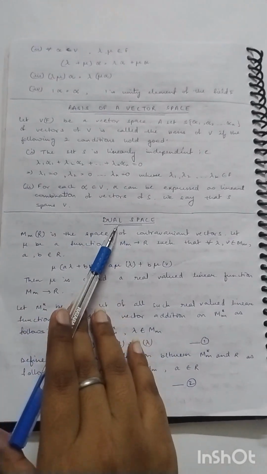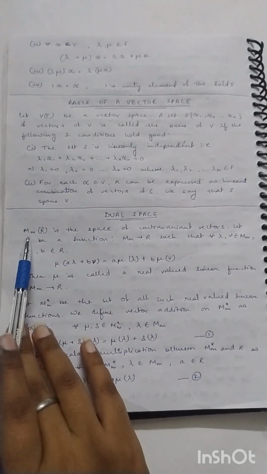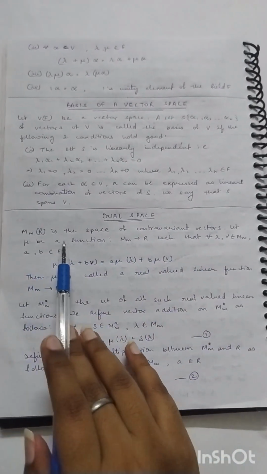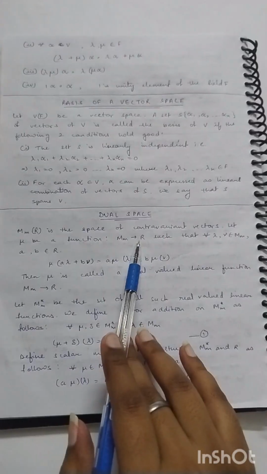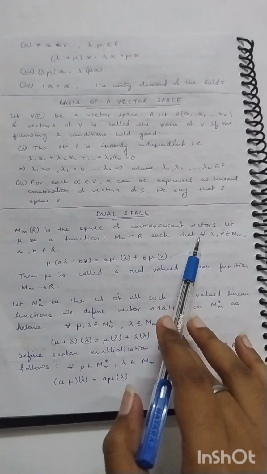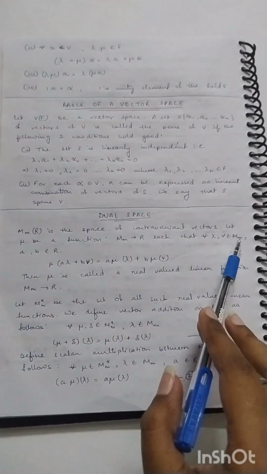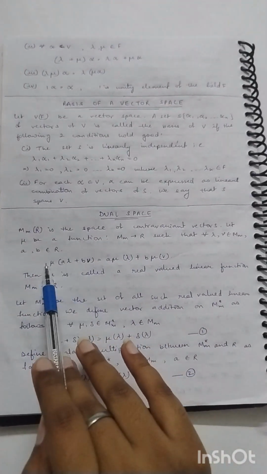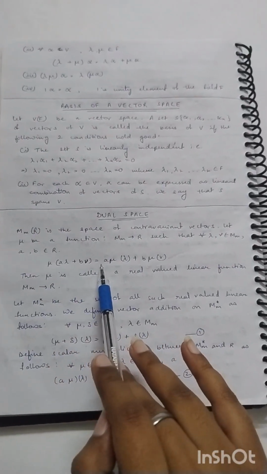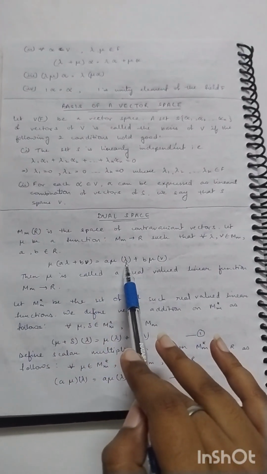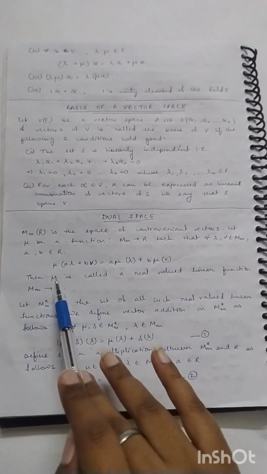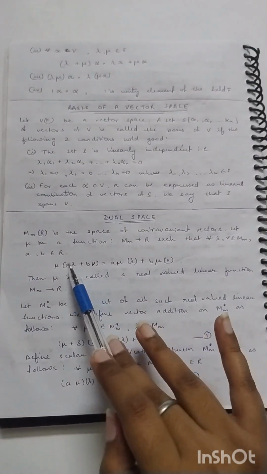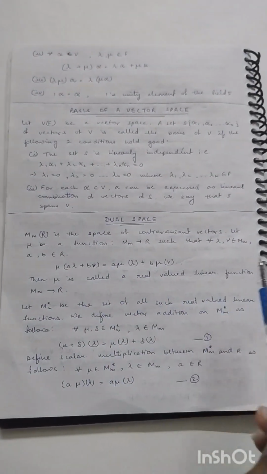Now let's discuss dual space. M subscript m over R is the space of contravariant vectors. Let mu be a function from M_m to R such that for all lambda, V belongs to M_m, a, b belongs to R, mu of (a lambda plus b V) is equal to a mu lambda plus b mu V. Then mu is called a real valued linear function. This mu here is called real valued linear function.